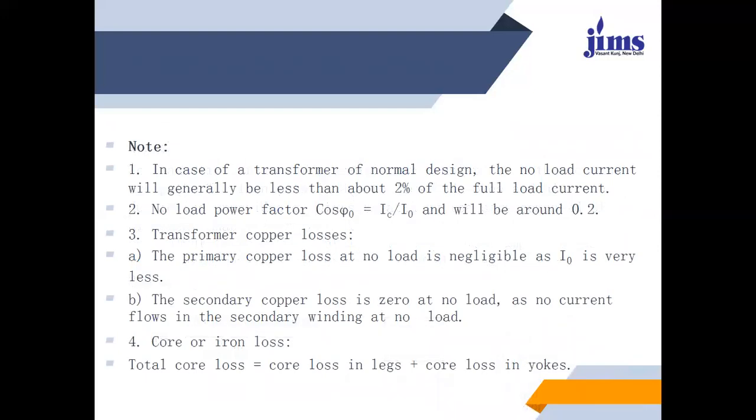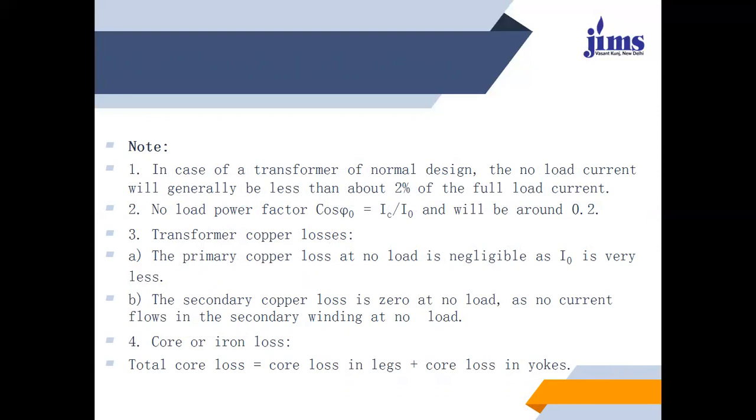Notable point: in case of a transformer of normal design, the no-load current will generally be less than about 2% of the full load current. The no-load power factor cos φ0 equals Ic upon I0 and will be around 0.2.